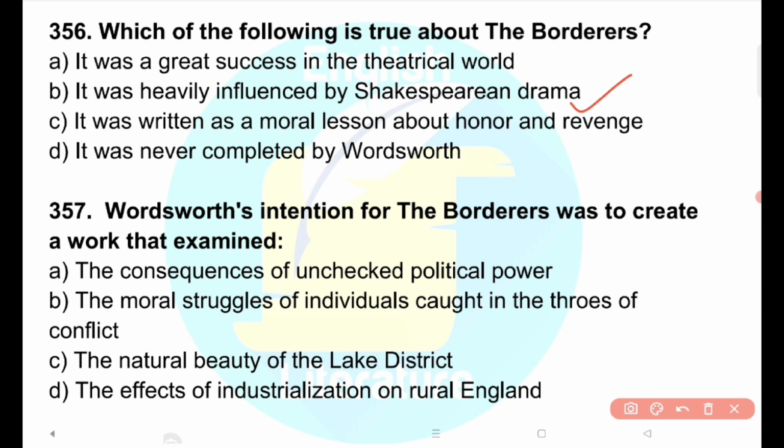Wordsworth's intention for The Borderers was to create a work that examined option B, the moral struggle of an individual caught in the throes of conflict. The central character, Marmaduke, is manipulated into committing murder, leading to deep psychological and moral turmoil. Wordsworth uses the play to explore themes of guilt, deception, and conscience.